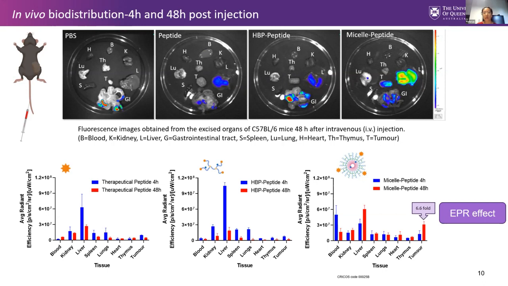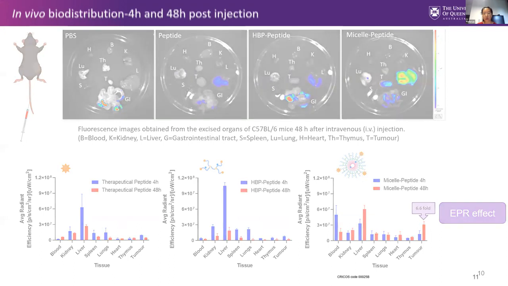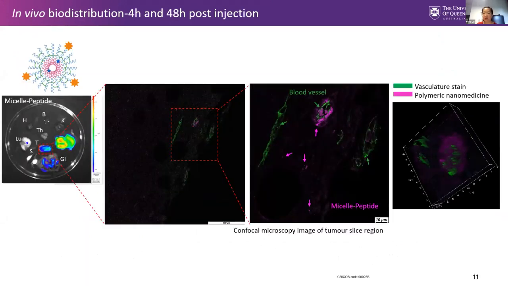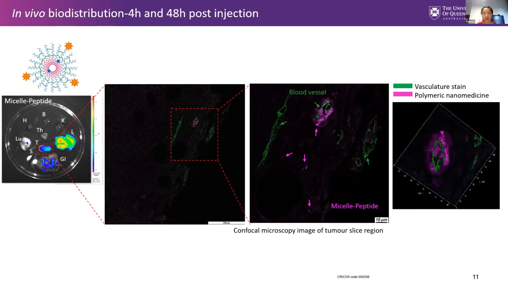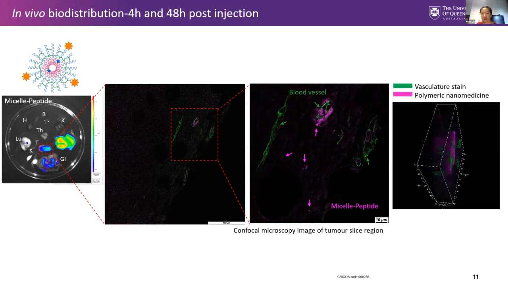So now we know the peptide is in the tumor, but where is it in the tumor? To get insight into that, we fixed our tumor sample and sliced it with a microtome and observed it under confocal microscopy. From this image, you can see the green color shows where the blood vessels are in the tumor tissue, and the pink color shows where our nanomedicines are. So now we know we have peptide in the tumor, and we know where they are in the tumor.